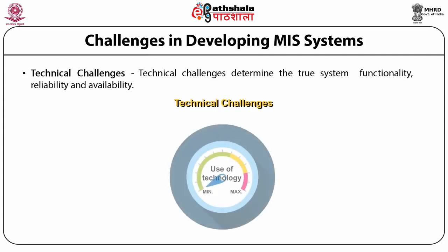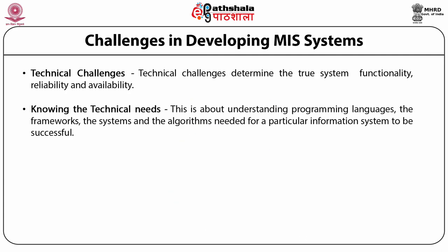Let's come to the technical challenges now. These determine the true system functionality, reliability, and availability. Information system development challenges can be listed as, firstly, knowing the technical needs. It's all about understanding programming languages, the frameworks, the system, and the algorithm needed for a particular information system to be successful. An important factor today is making sure that your web-based information system works on all browsers and devices.